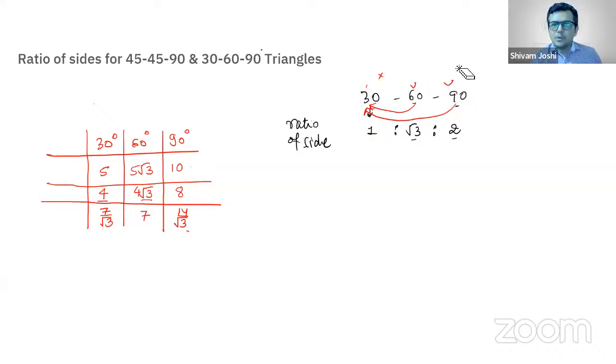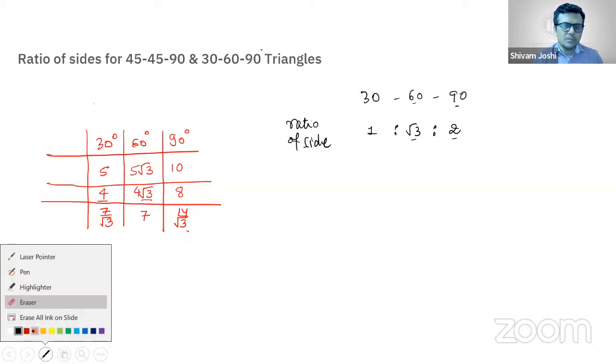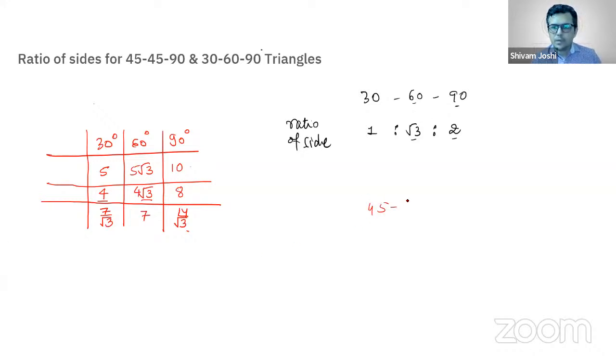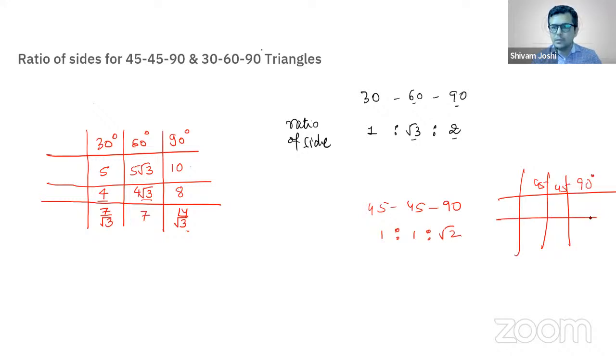Okay. What about 45, 45, 90? Very similar to 30, 60, 90, just the ratio is different. 45, 45, 90. The ratio of sides has to be 1 is to 1 is to root 2, right? So if I tell you that the side opposite to 45 degree is, suppose, 3, then the side opposite to another 45 degree is also 3, and the side opposite to 90 degree should be 3 root 2, correct?